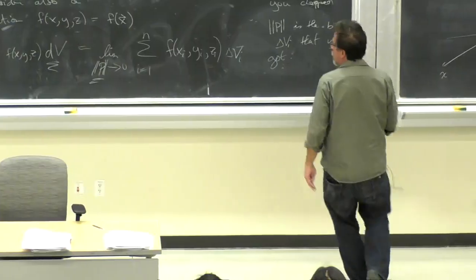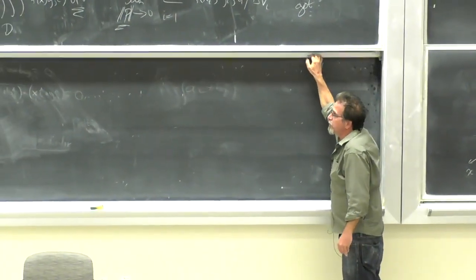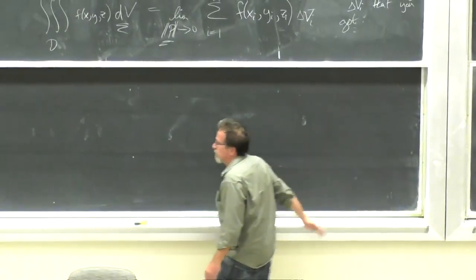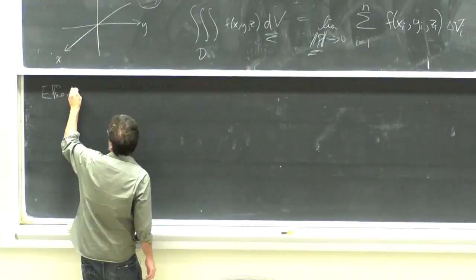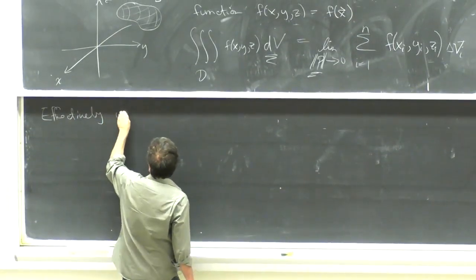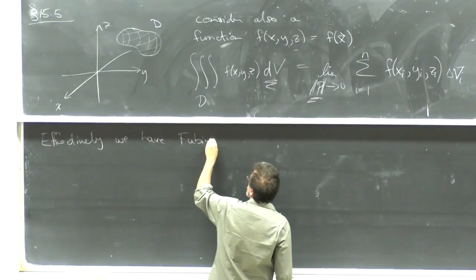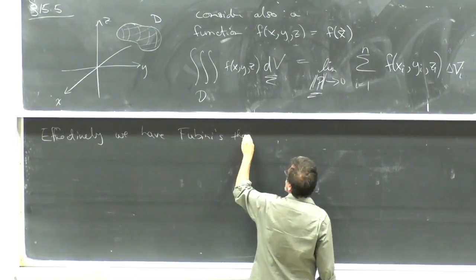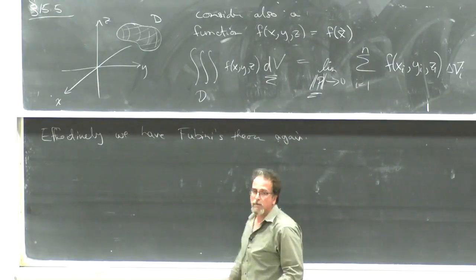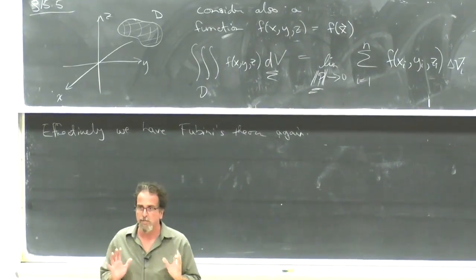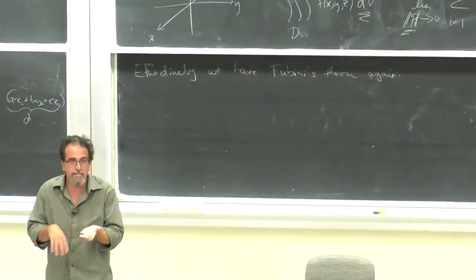And so we exploit the same thing that we did in 2 dimensions, which is Fubini's theorem. So effectively, we have Fubini's theorem again. And what is Fubini's theorem but simply an order of operations? Fubini's theorem is simply an order of operations. And so let's do it as though we're doing the z integration first.